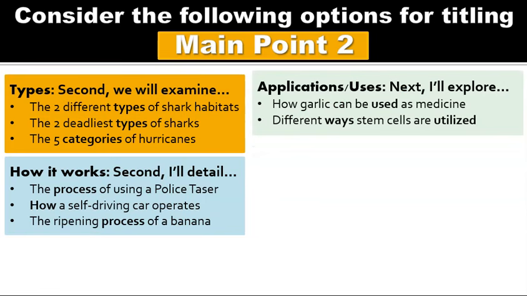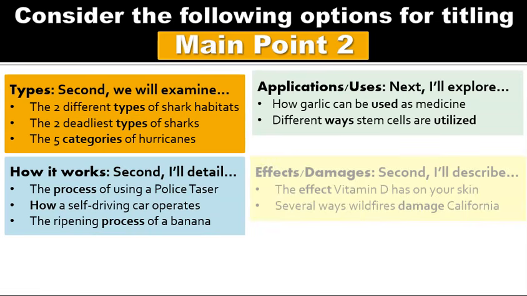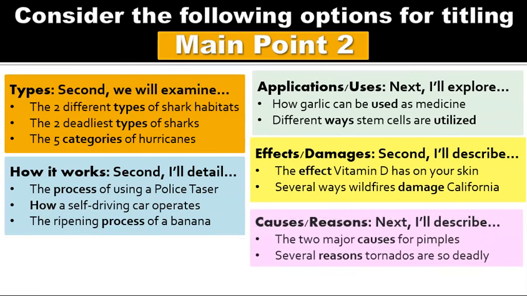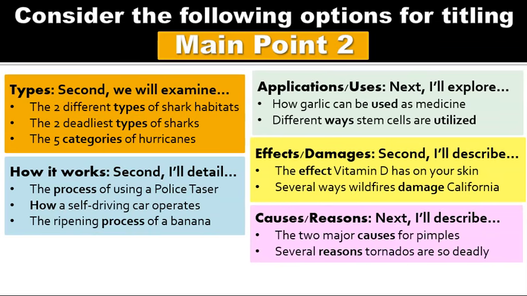Applications and uses. Next, I'll explore how garlic can be used as a medicine, different ways stem cells can be utilized. Effects and damages. Second, I'll describe the effect vitamin D has on your skin. Several ways wildfires damage California. Causes and reasons. Next, I'll describe the 2 major causes for pimples, or several reasons tornadoes are so deadly.